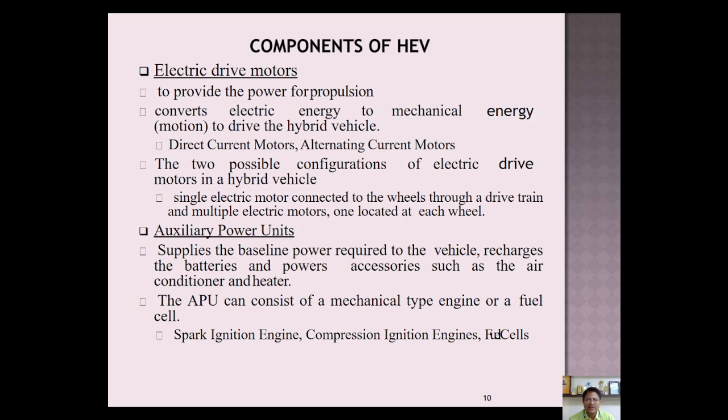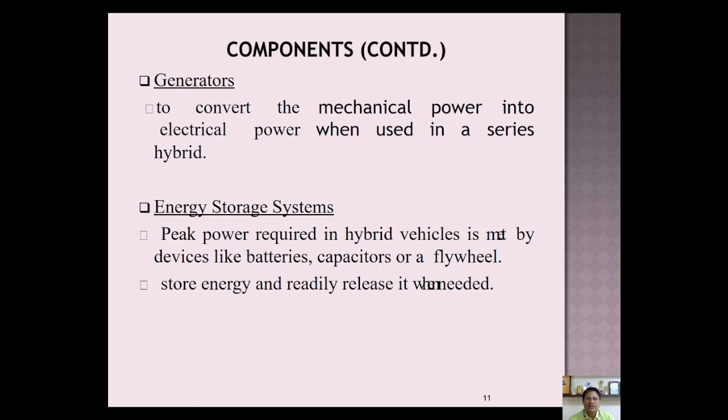Then the IC engine, that is the auxiliary power unit. The IC engine is mechanically driven, that is, the fuel is converted into mechanical energy. Or you can prefer a fuel cell, which can also be used for this auxiliary power unit. So SI engines, then CI engines, that is spark ignition engines, compression ignition engines, and fuel cells can be used as auxiliary power units. The generator usually functions as a converter of mechanical power into electrical power.